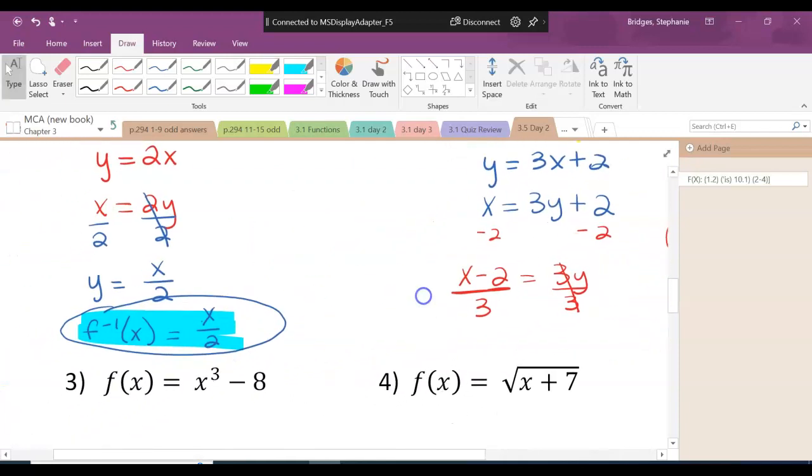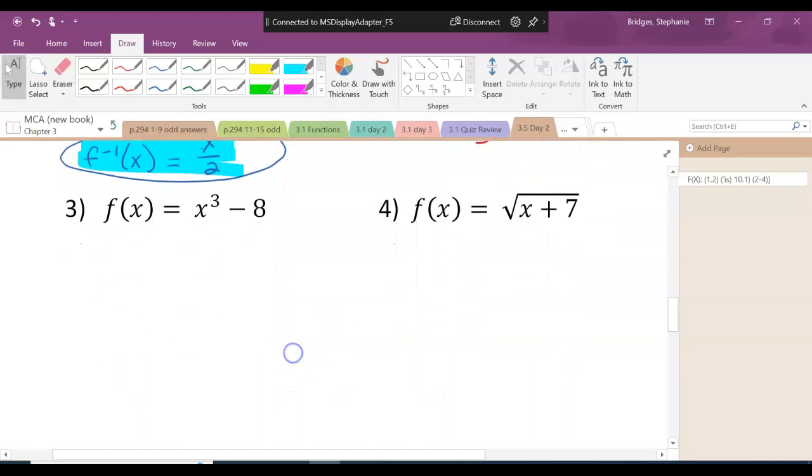Okay. All right, we're going to try 3 together because this one's slightly different, but also not really. If you'll write the function down, go ahead and replace your f of x with y. Then we're going to switch the x and the y. Okay, so again, replacing f of x with y.